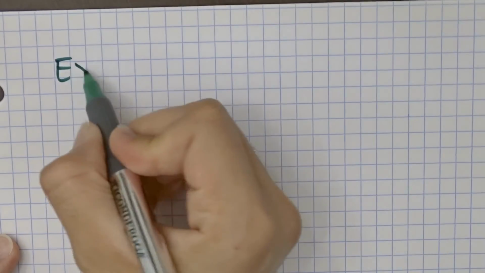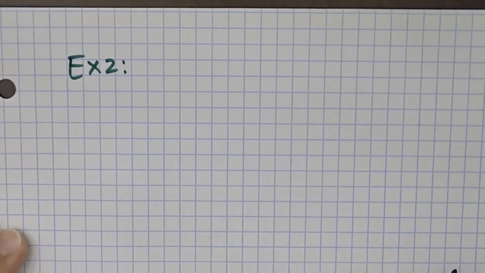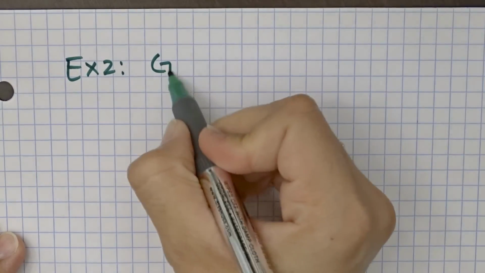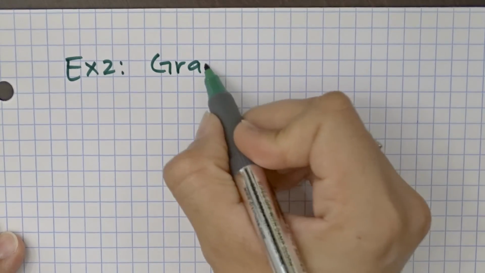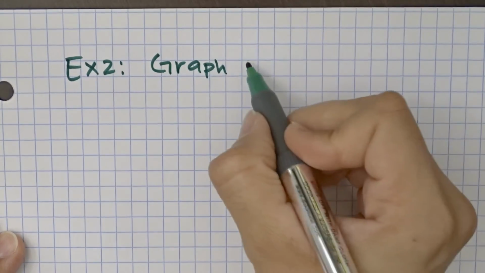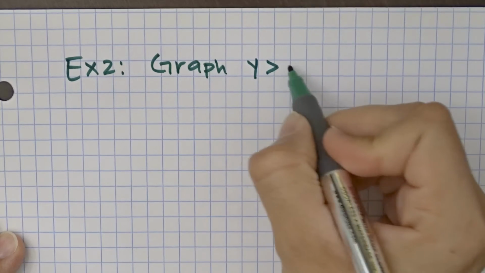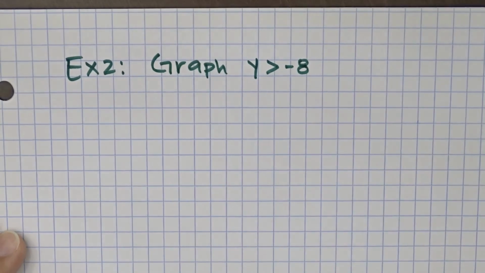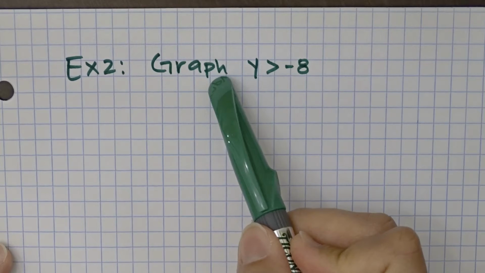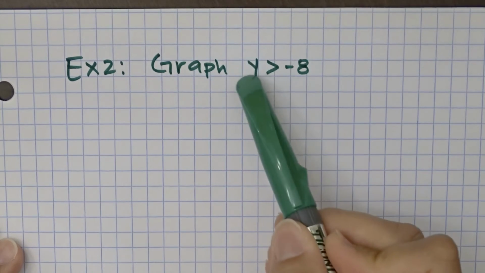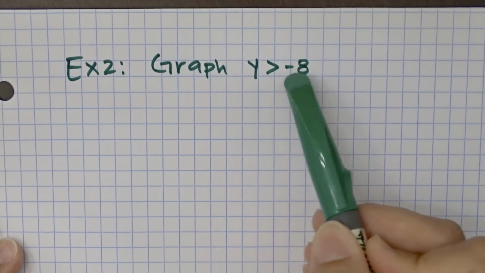Example 2. As long as you say something is greater than, you give yourself a big bank of numbers to choose from that it can possibly be. So we're going to graph this. Y is greater than negative 8. What this means is they want you to put on a number line all of the Y values that will work, that are greater than negative 8.